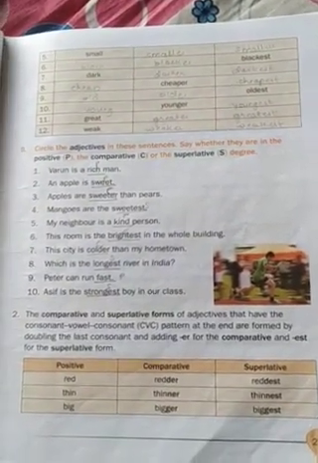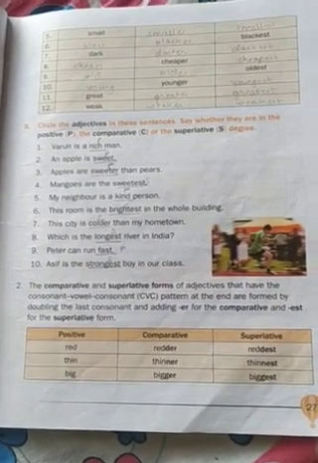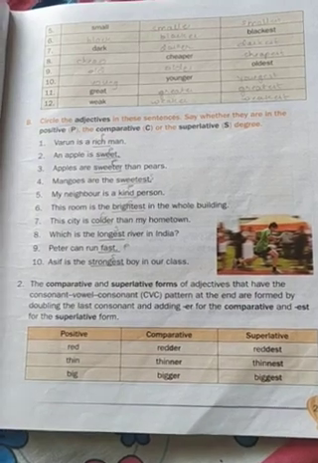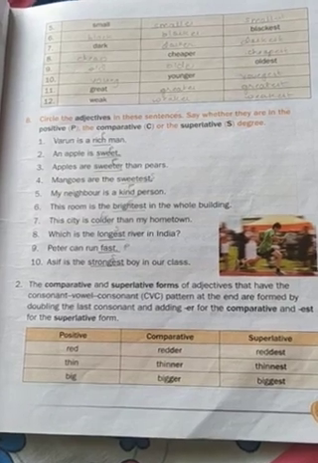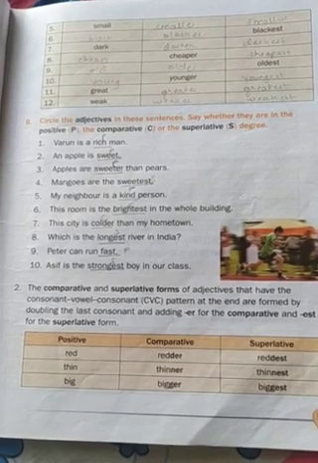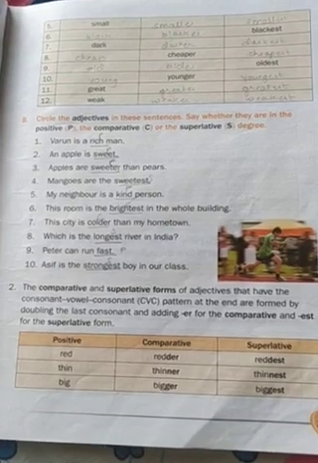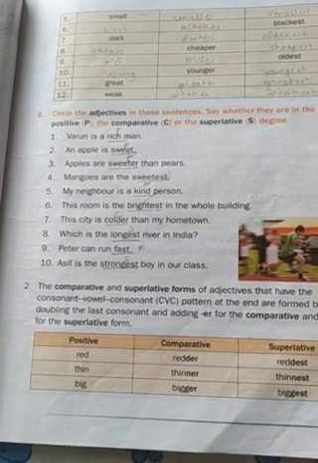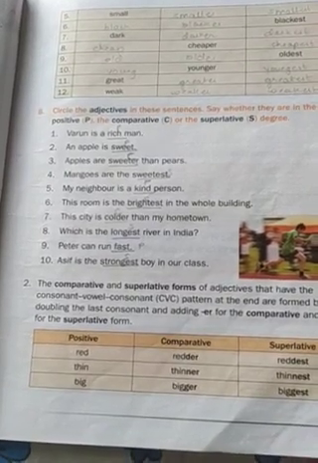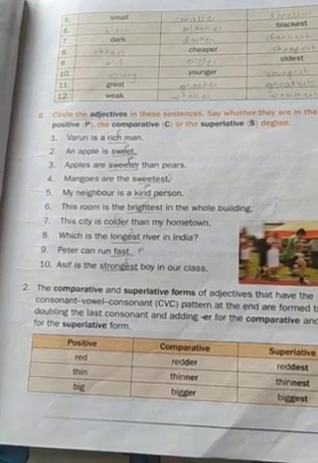Yes. Now, in question B, we have to circle the adjectives in the sentences and identify whether they are in the positive, the comparative or the superlative degree. If it is a simple adjective, it means it is positive. If it is an adjective with er, it means it is comparative. And if that adjective is with est, it means it is superlative. So first one, Varun is a rich man. Rich is an adjective which is in the positive form. An apple is sweet. Sweet is also an adjective which is in the positive form.